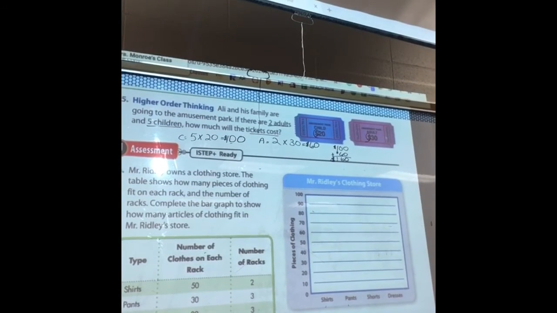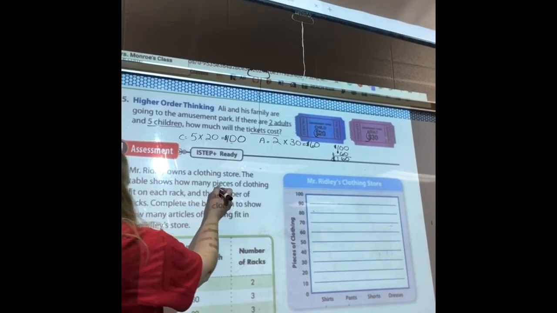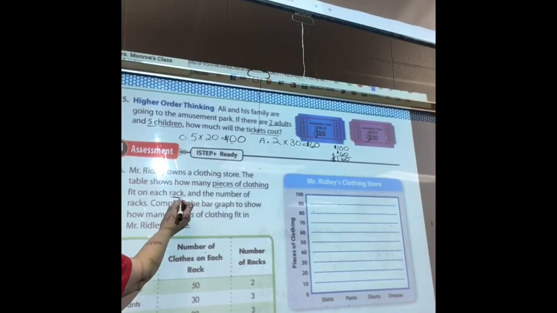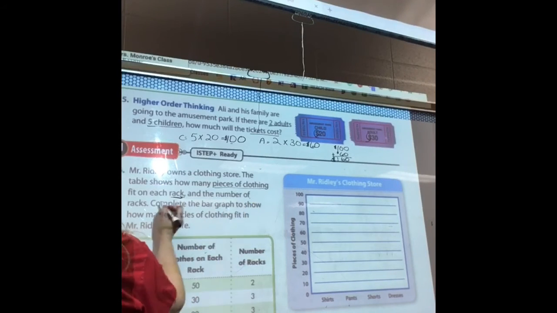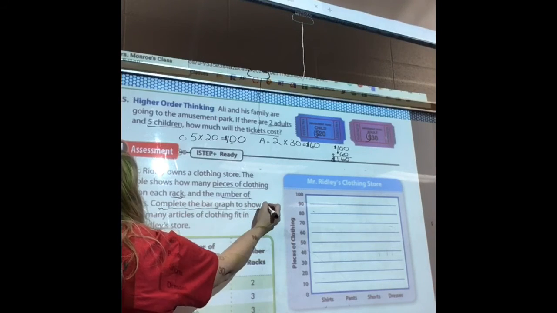It says, Mr. Ridley owns a clothing store. The table shows how many pieces of clothing fit on each rack. So we're talking about pieces of clothing on the rack, and the number of racks. Okay? So I've got 2 groups so far. Complete the bar graph to show. So I got to do that. That's one task I got to do.